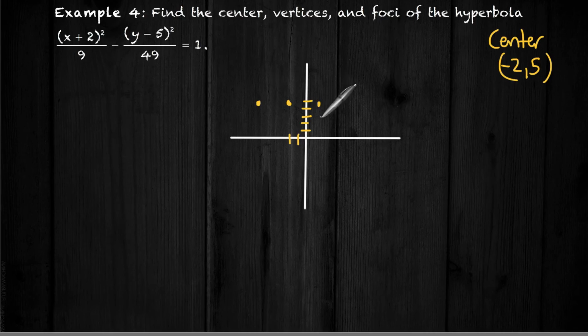And let's get those coordinates. So if this is negative 2, 5, then you're going right 3, that's going to be 1, 5. That's our vertex. And then negative 5, 5. That's another vertex. And then we're going to go up and down 7. So 1, 2, 3, 4, 5, 6, 7 up there. And then we're going to go down 5 and then another 2. So there it is.